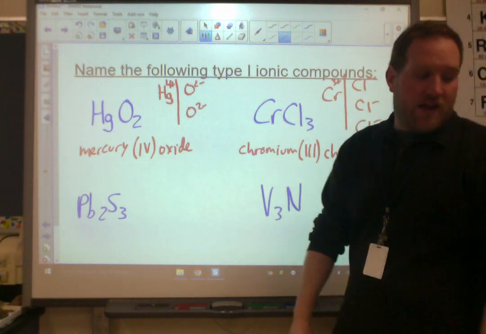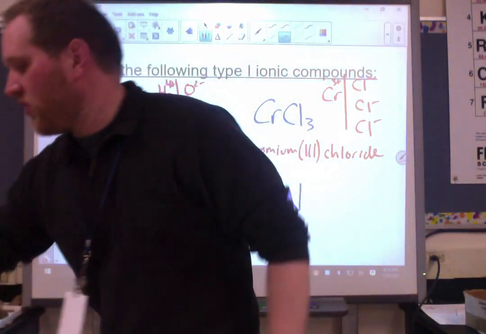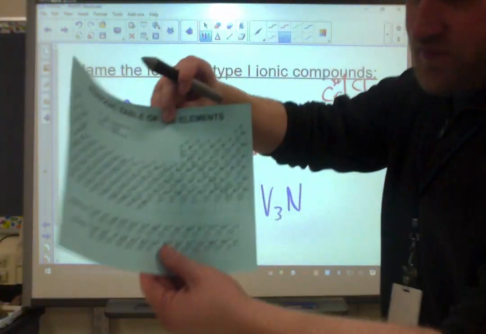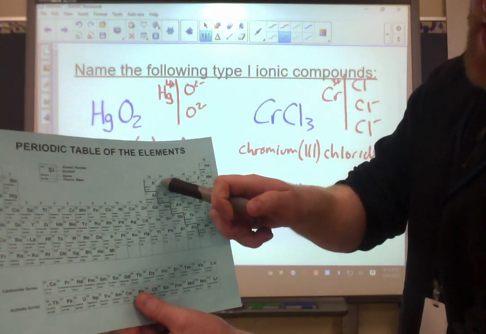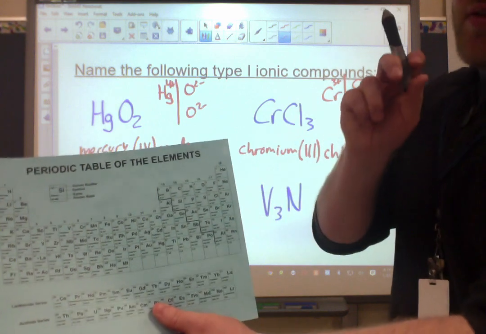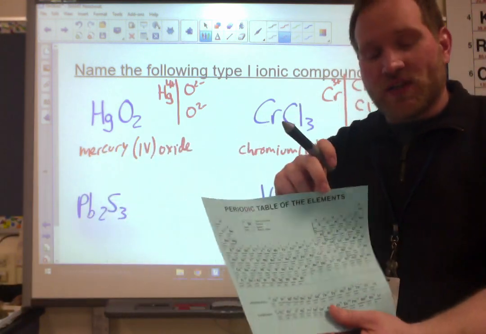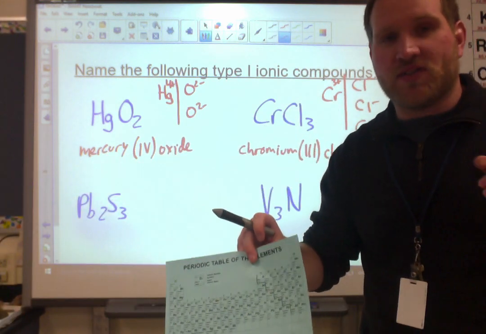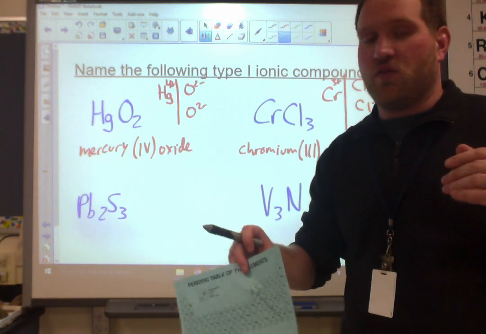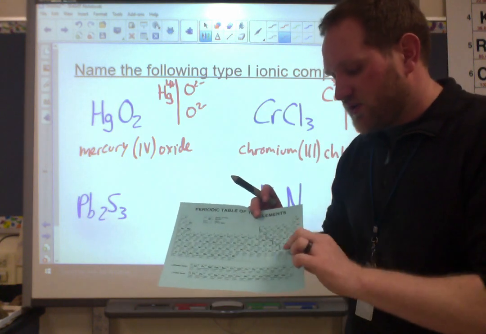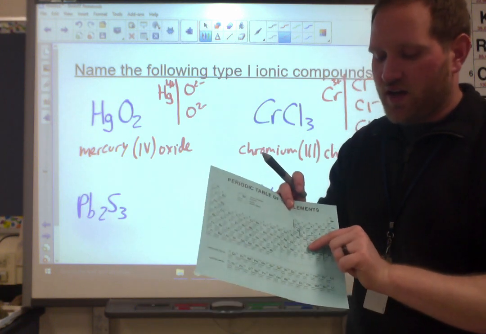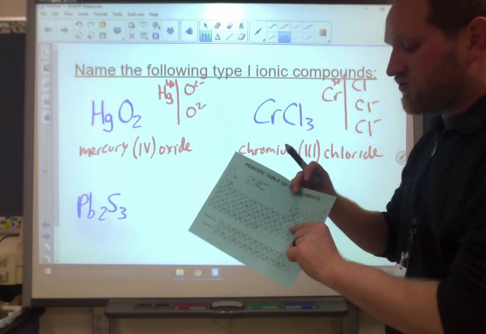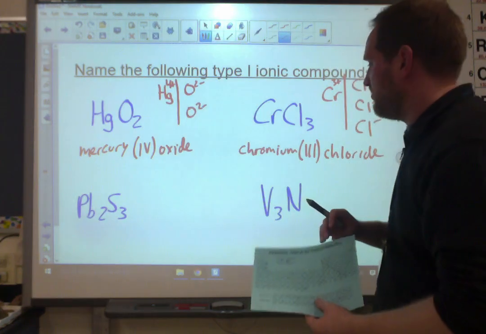Pb2S3. Pb is lead. And just to drive this point home here, lead is in group 4A or 14. That does not mean it always has 4 valence electrons and always gives up 4 or takes in 4. Now metals never take in valence electrons, but it's not going to always be plus 4. Same with tin, Sn above it. These are transition metals. They can have many different charges.